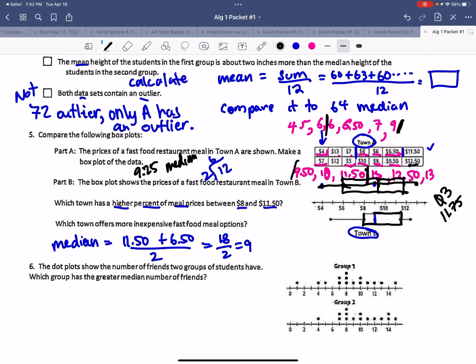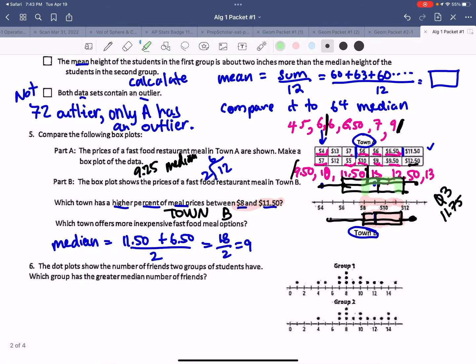And that's very different. So town A and B look like two very different distributions. So now we can answer the question here. It says, which town has a higher percent of meals between 8 and 11.50? Here, over half are between 8 and 11.50. So we're going to have to say town B. Here, this would be less than half because each one is a quarter. So this quarter, but not that full quarter. Town B, because it's a full 2 quarters that are in that range.